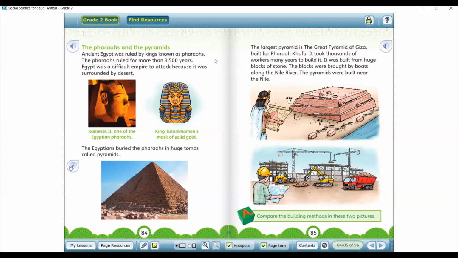So this is then the summary lesson and revision lesson for Social Studies Grade 2 for today. Thank you.